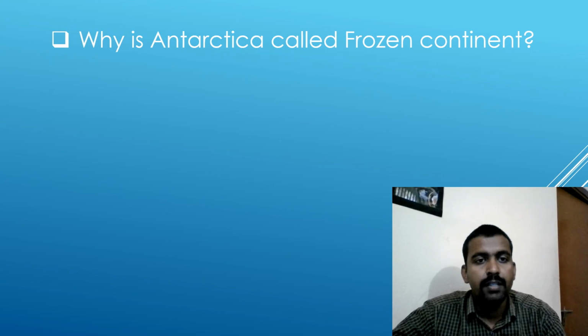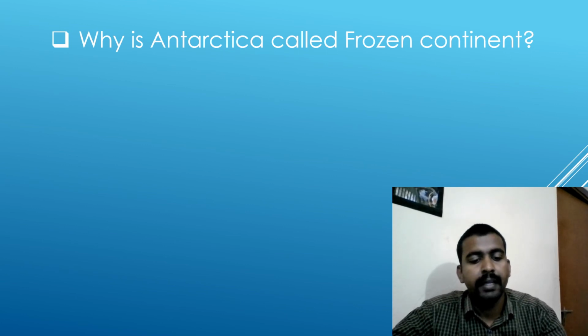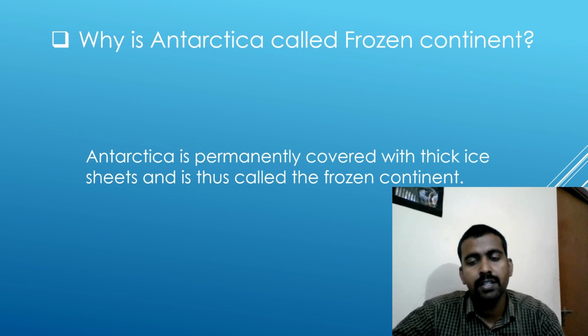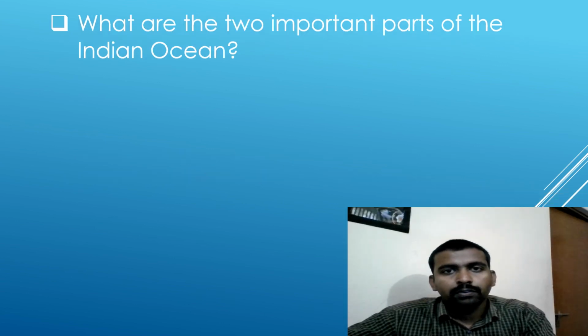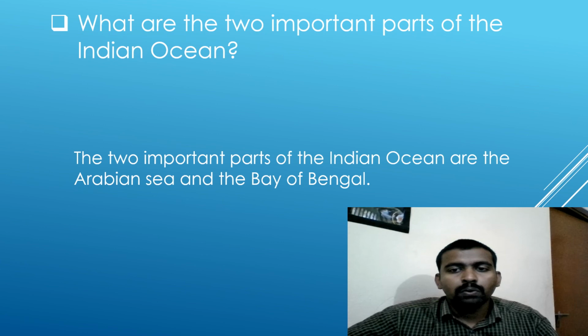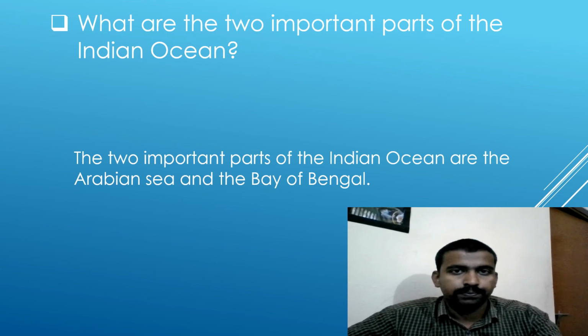Our next question is why is Antarctica called a frozen continent? The answer is Antarctica is permanently covered with thick ice sheets and is thus called the frozen continent. Our final question is what are the two important parts of the Indian Ocean? The answer is the two important parts of the Indian Ocean are the Arabian Sea and the Bay of Bengal.